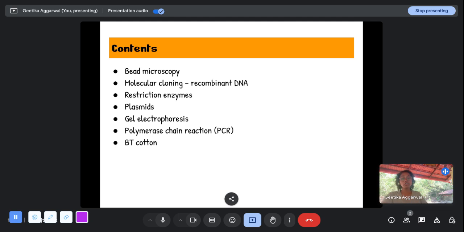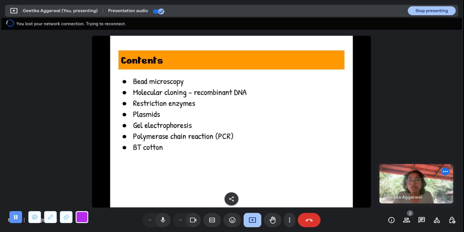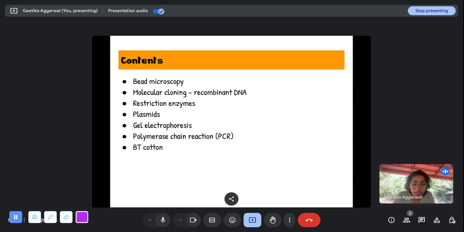So the major concepts that were covered during the week included bead microscopy, in which you learn how you can use a glass bead as a microscope to look at small objects. Then it talked about molecular cloning and how this works, what is recombinant DNA, what are restriction enzymes, plasmids, what is the technique of gel electrophoresis, what is PCR, and talked a little bit about BT cotton.